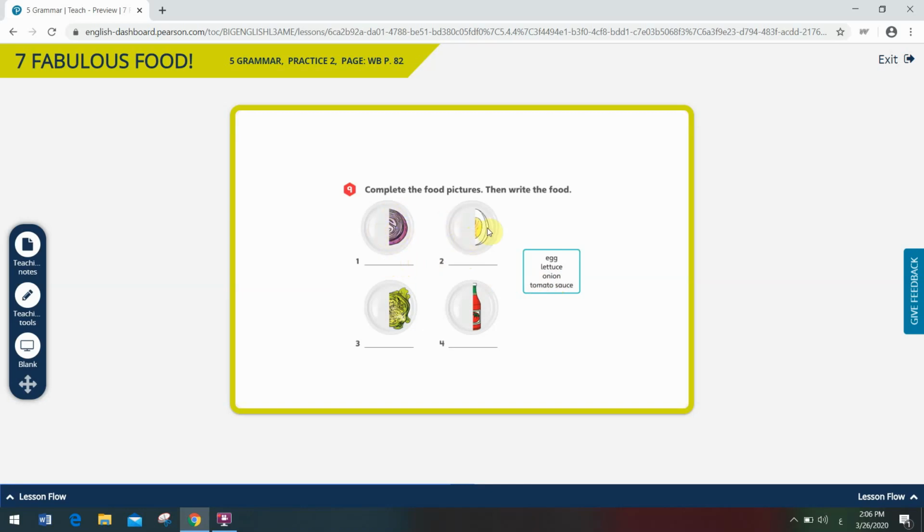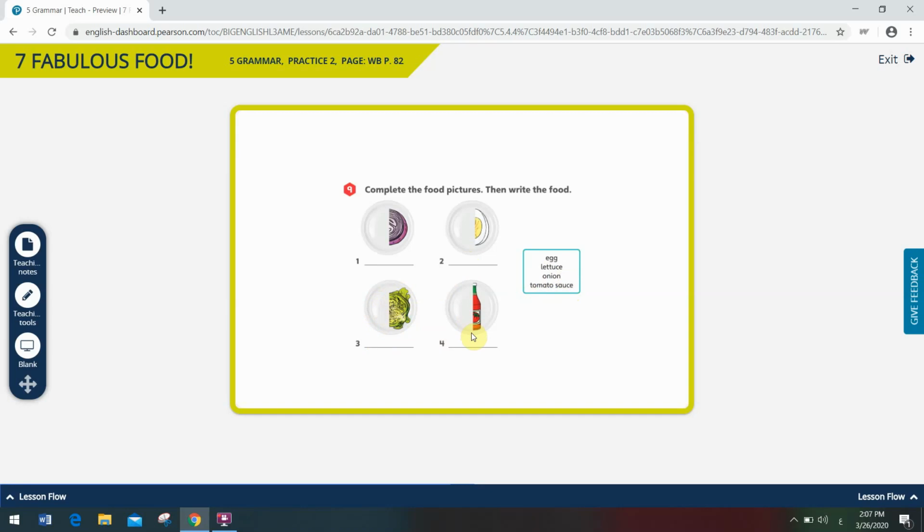Now number 2. What do you think of this picture number 2? Is it egg? Yes, excellent. So this picture is an egg. So you have to complete drawing this egg here and then write the word egg here. What about number 3? Here we have this thing. What do you think of this thing? Is it tomato sauce or lettuce? What do you think? Yes, so it's lettuce here, and you have to draw the second part of the picture.